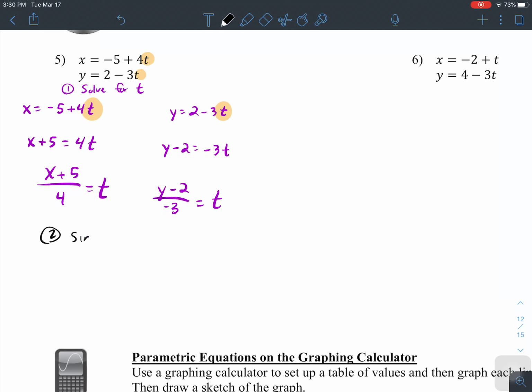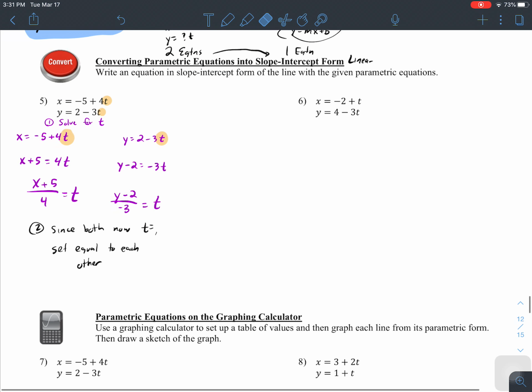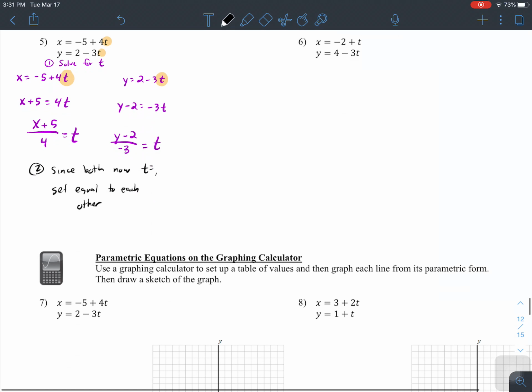Since they both are now t equals, we can set them equal to each other. And think about that. I have two equations. That's not a plus sign, it's supposed to be an and sign. I have two equations. I want one. But since they're both solved for t, I can set them equal to each other. I can say x plus 5 over 4 equals y minus 2 over -3.